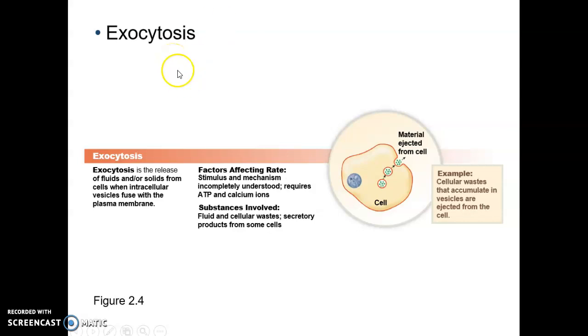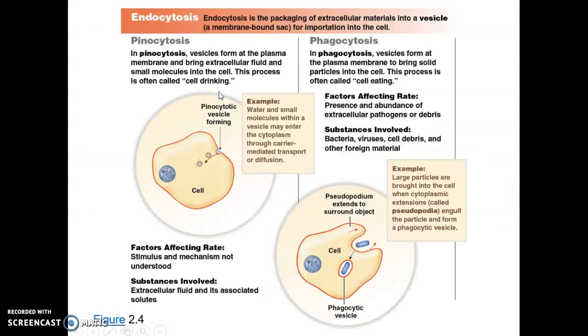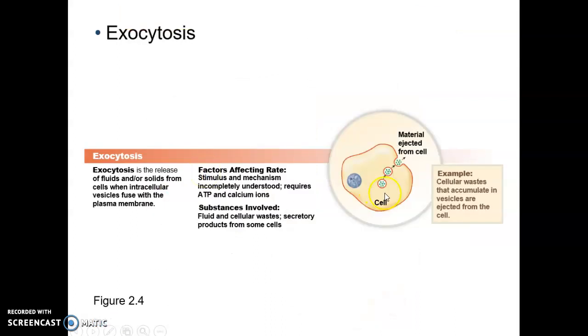Okay, exocytosis, the movement of material outside the cell. It's basically the opposite of pinocytosis. Instead of something being moved into the cell, it's being moved out of the cell. So some cells produce proteins and other sorts of molecules for export.